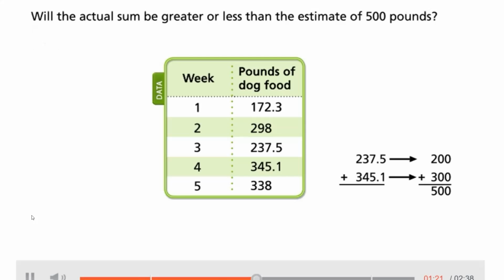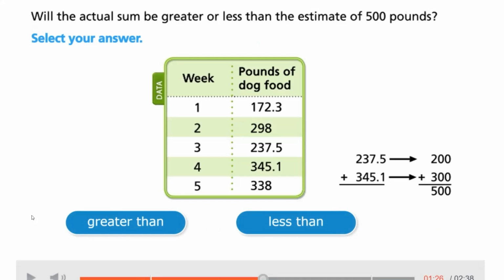Will the actual sum be greater or less than the estimate of 500 pounds? Select your answer. Now let's stop and think about this for a moment. It's asking us, is the real answer going to be more or less than 500? So let's take a look at how these numbers were rounded. 237 and 5/10 rounded down to 200. So 200 is less than my original number.